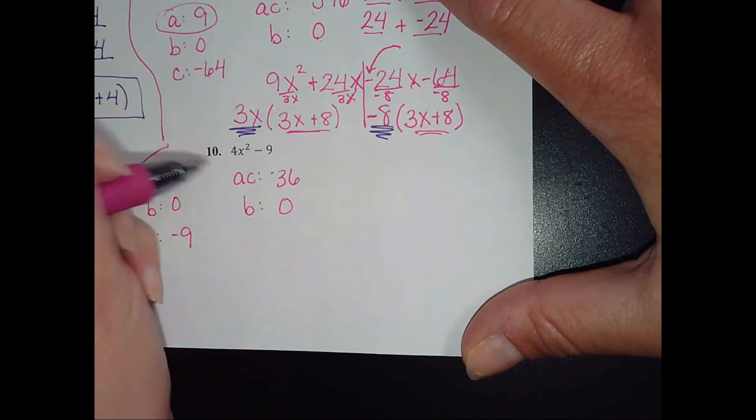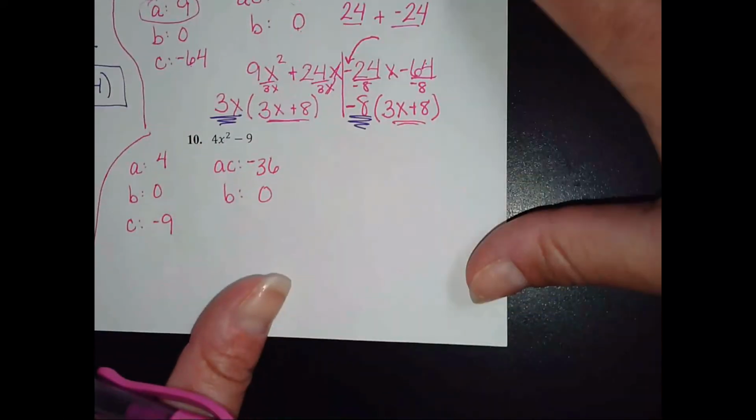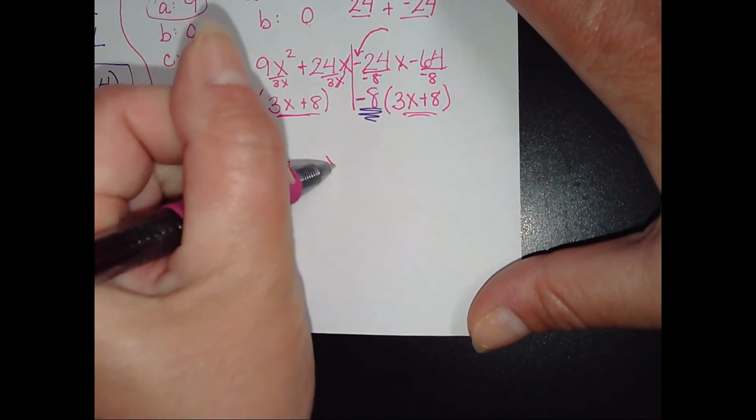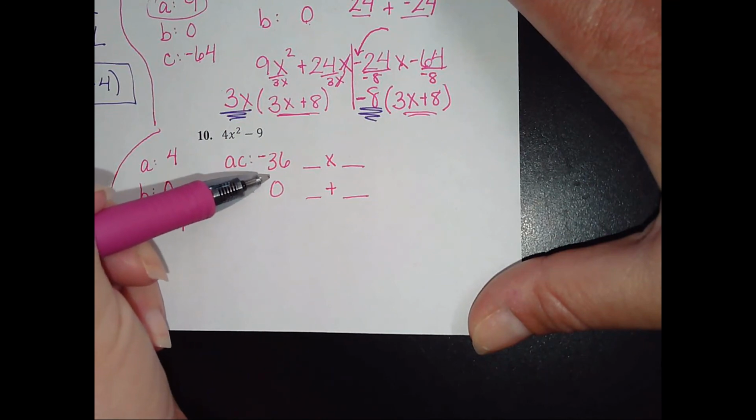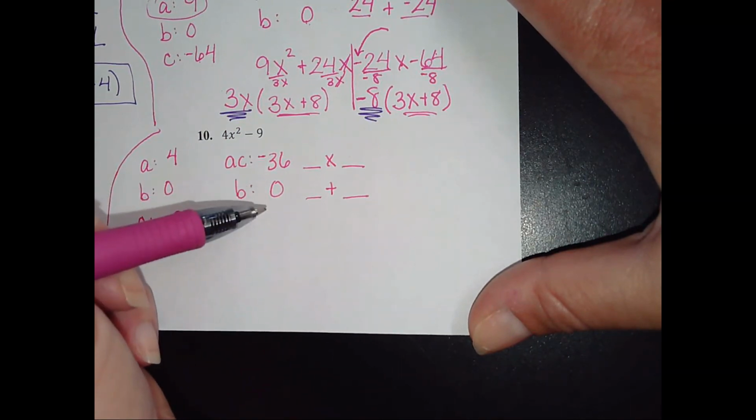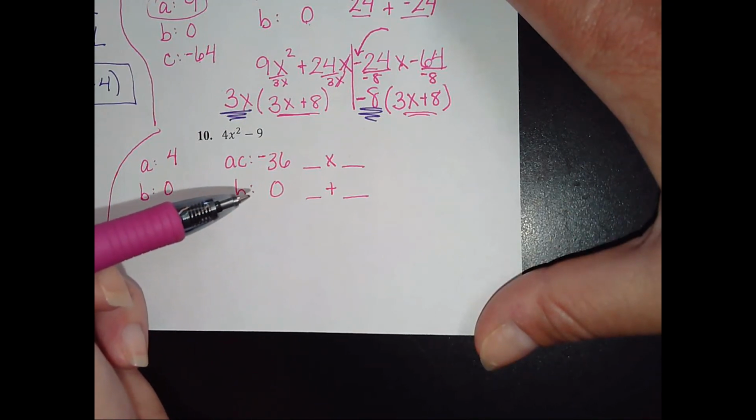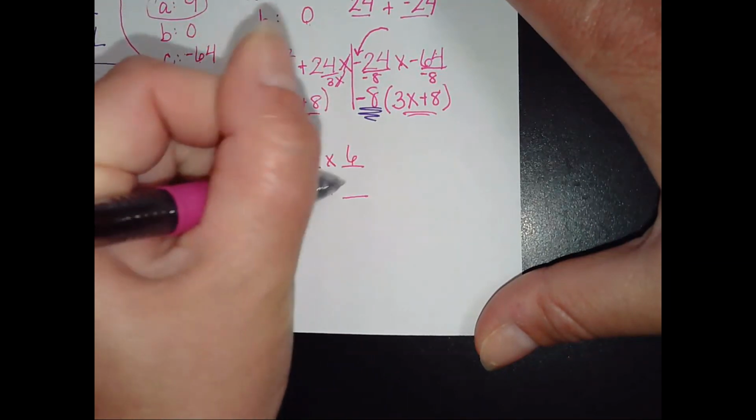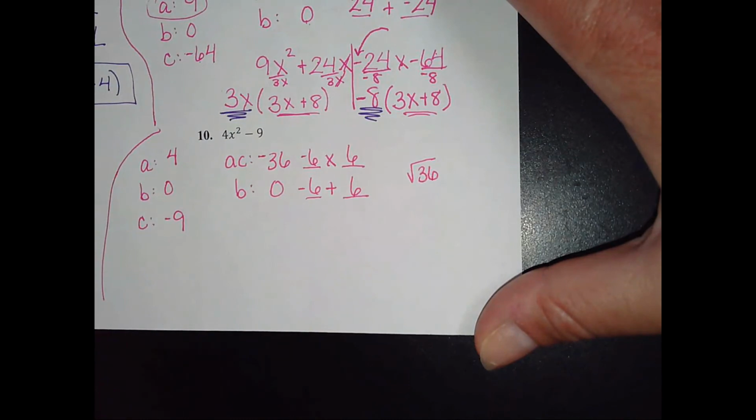So now you're in that same situation that we were in number 8. When B is 0, to find your two numbers, you can take the square root. This one, because 36 is a number you may be familiar with, it's a little bit easier. So you're looking for two numbers that multiply to get negative 36, and those same two numbers add to get 0. What are your numbers? Negative 6 and 6. So again, you can take a square root of 36, and that will give you a 6, and then it's just the positive and negative of that number.